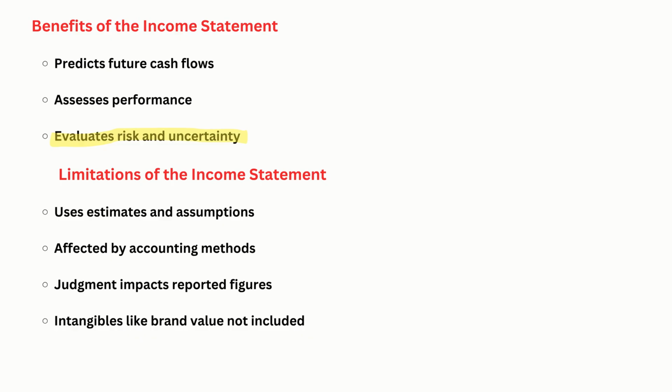The income statement shows how well a company is doing over a certain period. Are they making a profit? Are expenses under control? It gives us a clear snapshot of operational results. It also helps in evaluating risk and uncertainty. When we study trends in income and expenses, we can get a sense of how stable or volatile a business might be. This is especially useful for investors and decision makers.